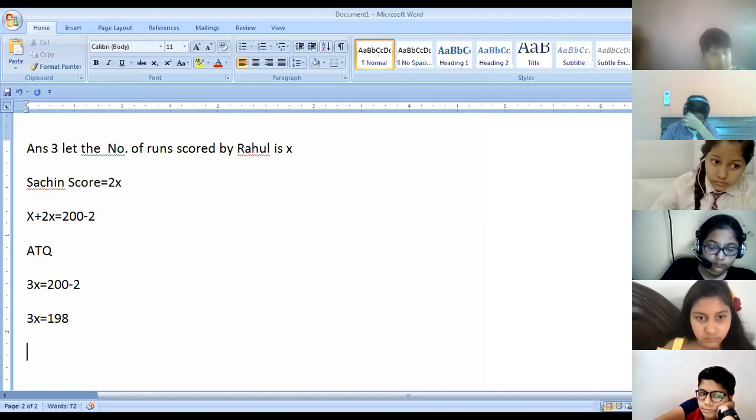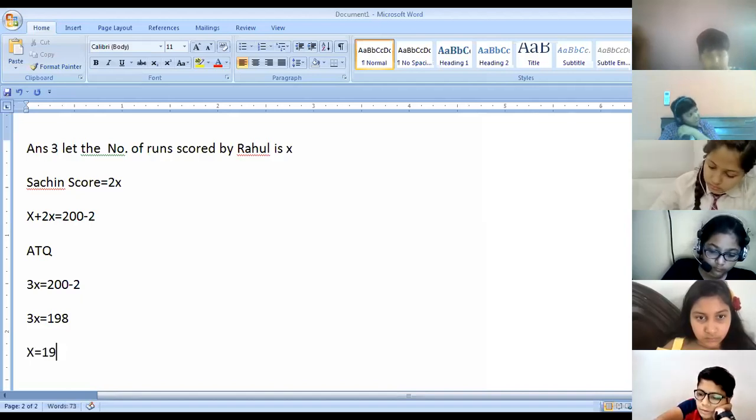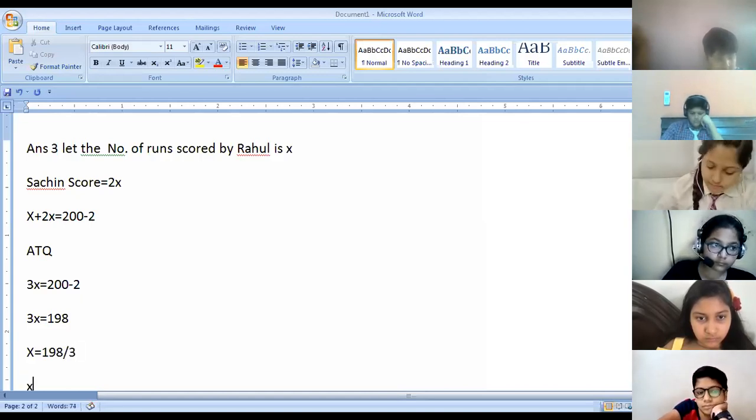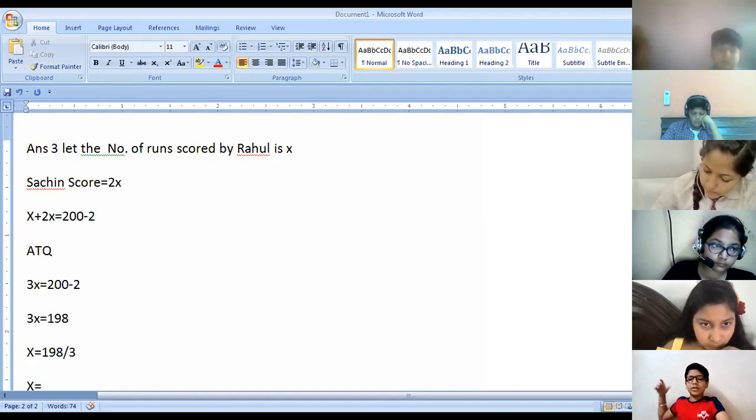Now what we are going to do in the next step? I'm dividing both sides by 3. Either you can divide both sides or you can divide 198 by 3 straight away. Yes. So how much you will be getting? Ma'am, x is equal to 66.